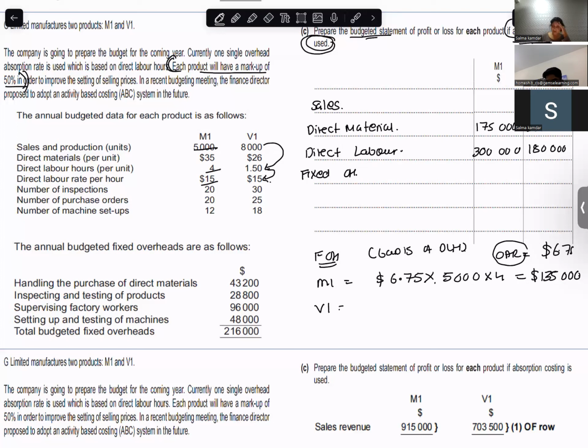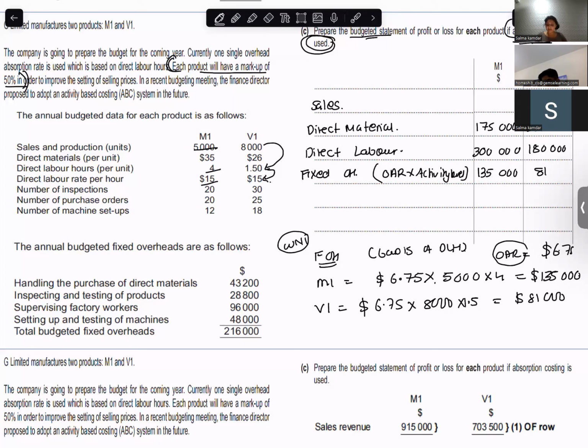And for V1 it will be how much? $6.75 into 8,000 into 1.5. So it will be $81,000. You can give this working note number 1. Fixed overheads, always remember, OAR into activity level. So it is 135,000 and 81,000.